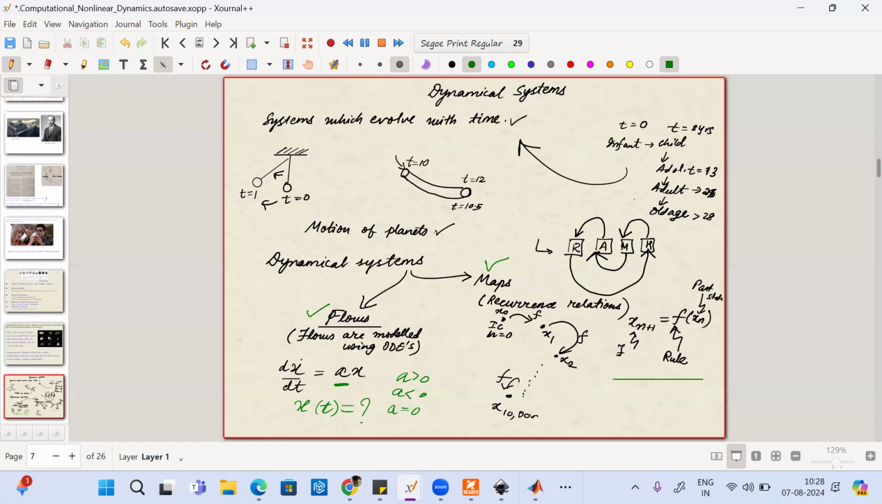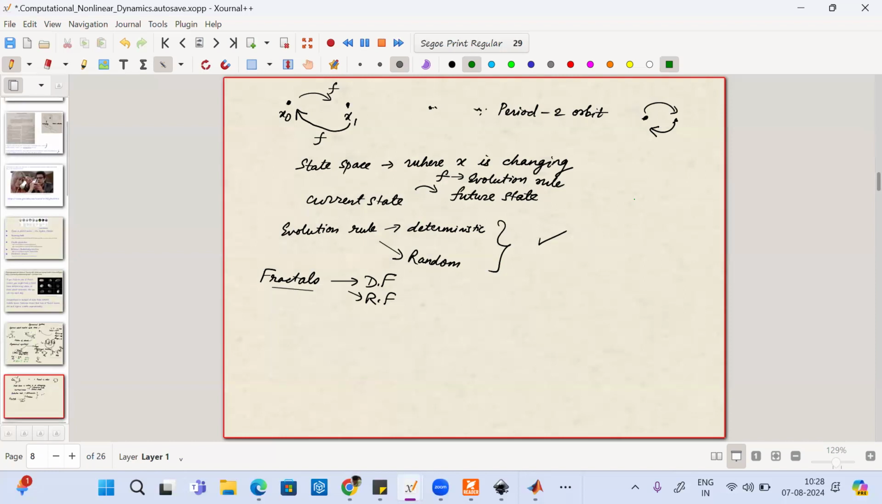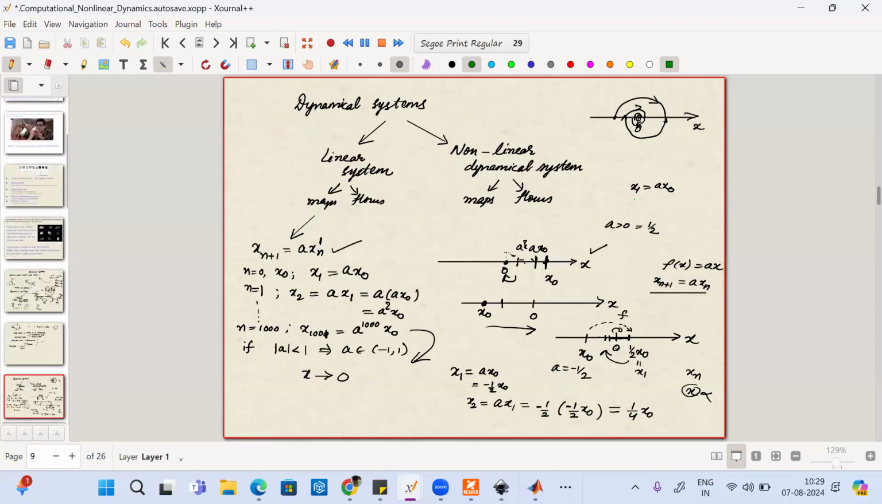So this kind of relation is known as a map, and these are also known as discrete systems, because here time is discrete, but there time is continuous. These are the two models. We will look into this.